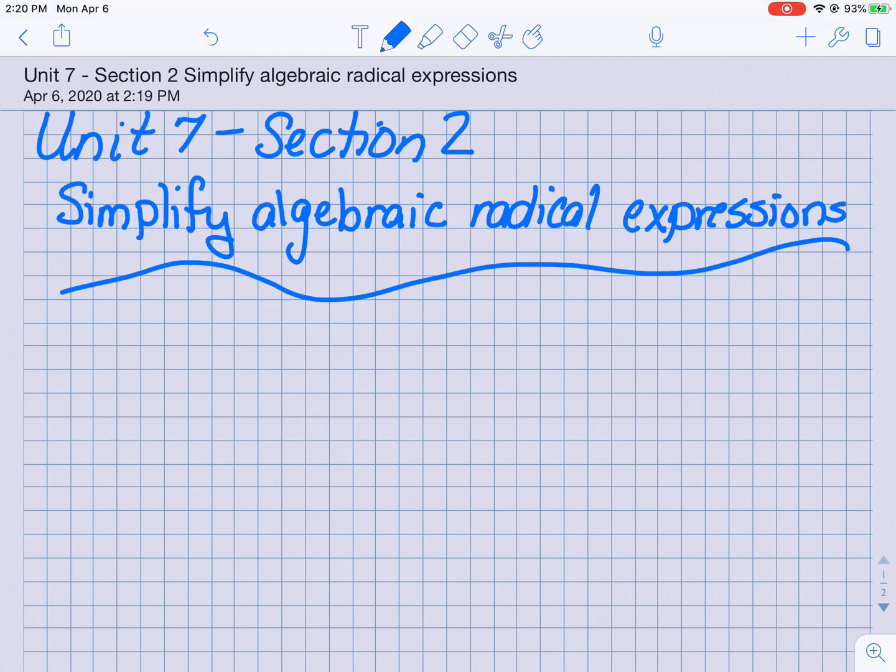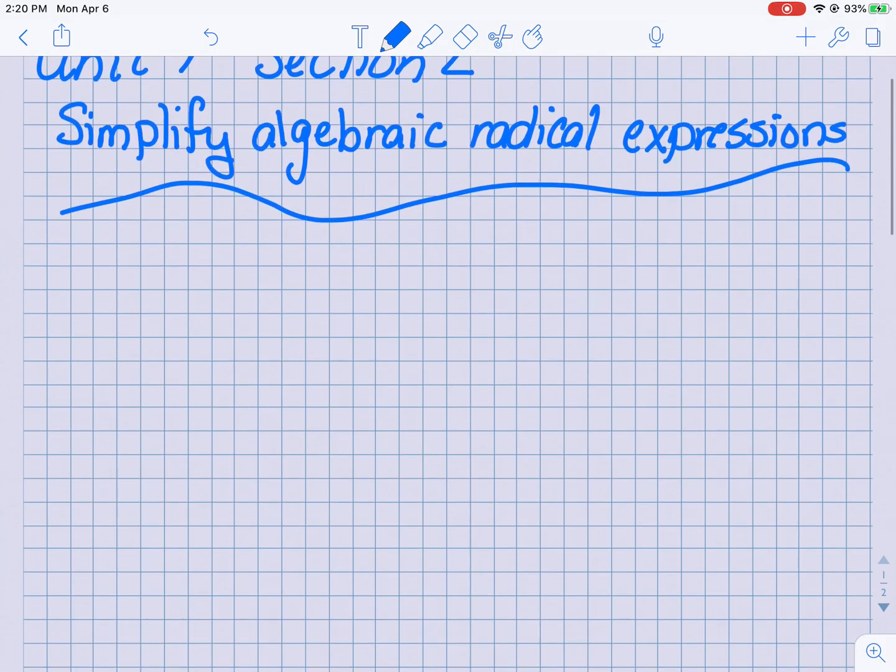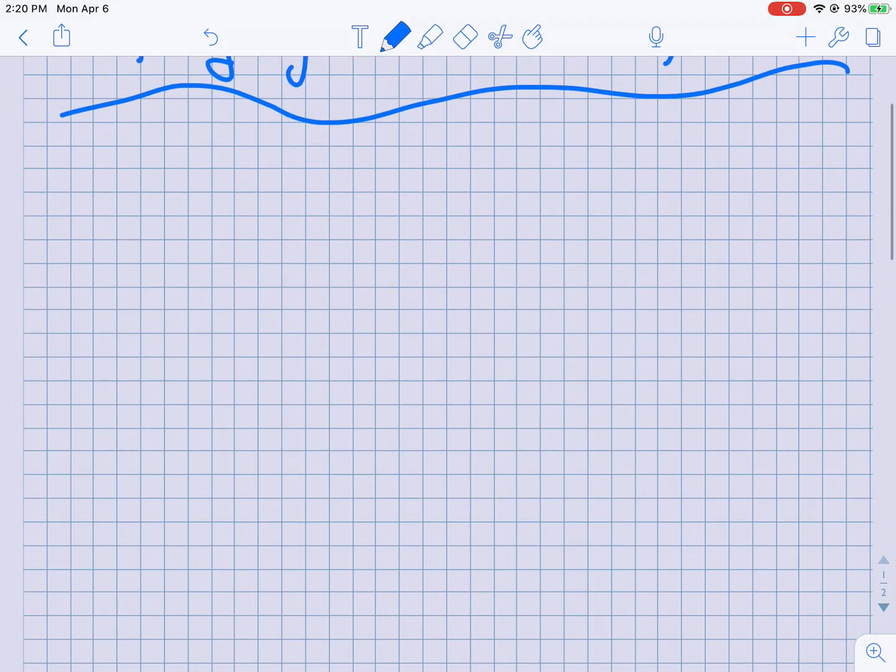Okay, so the only difference now is that we're going to add some letters. So I'm just going to do 3 examples with you, and hopefully that'll be enough to get you going. If not, you can always check with me on Google Meets. Okay, so number 1, a square root of 72 x to the 3rd.